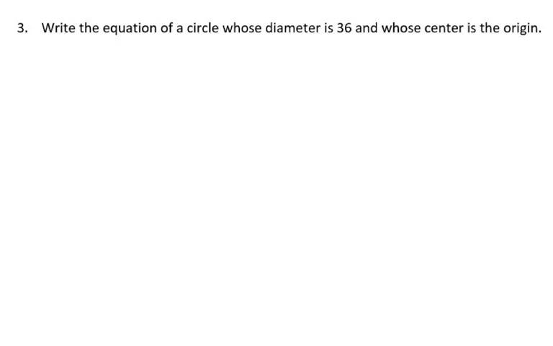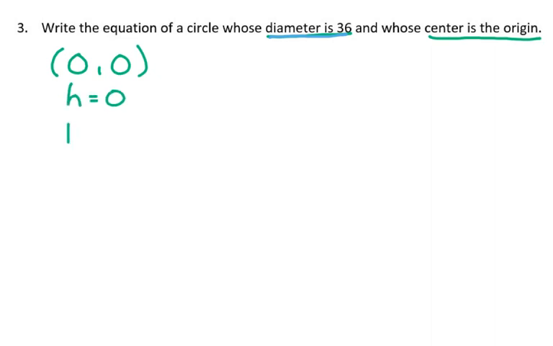In problem number 3, we want to write the equation of a circle whose diameter is equal to 36 and whose center is the origin. So we want to remember that our center origin is going to be the point 0, 0. So relating that to our h and k value, that means we have an h value equal to 0 and a k value equal to 0.